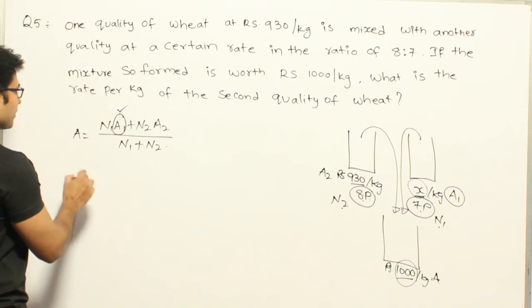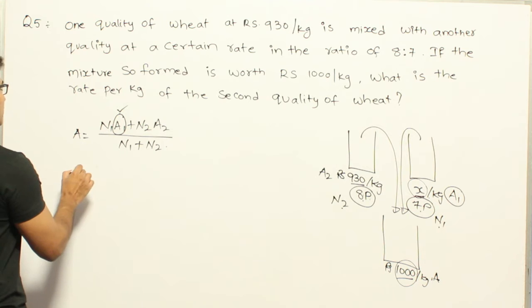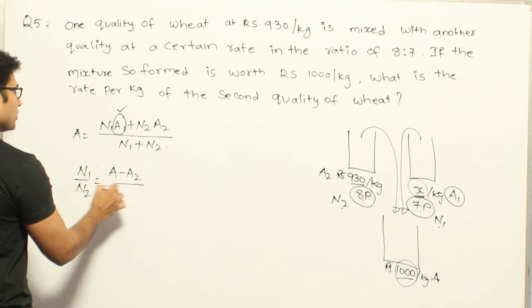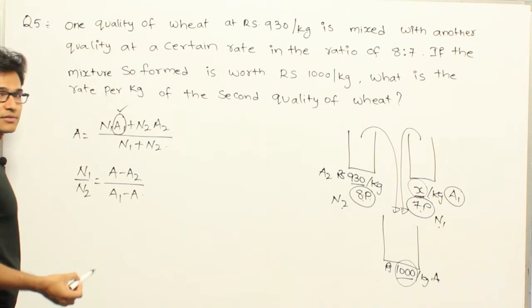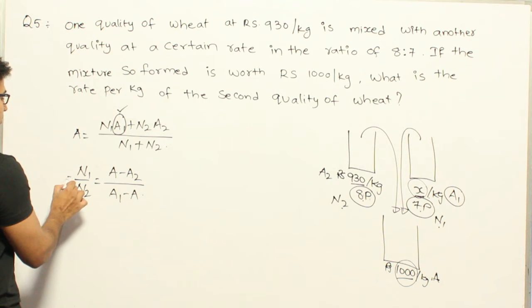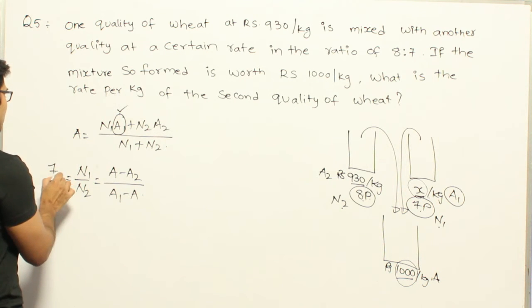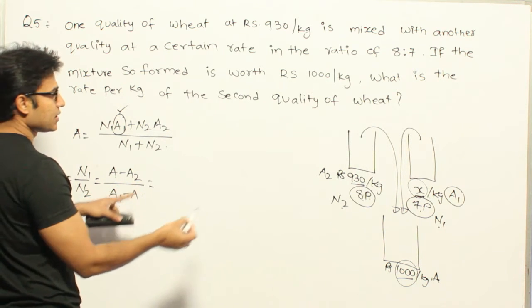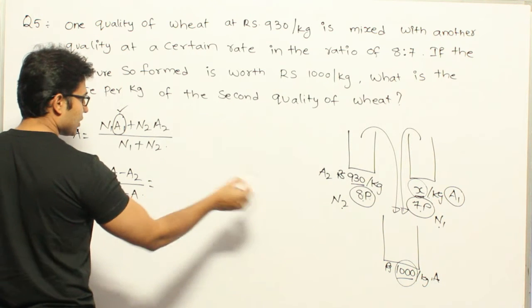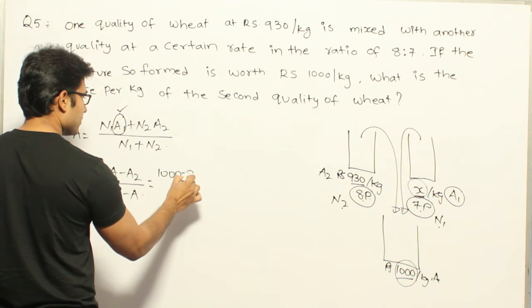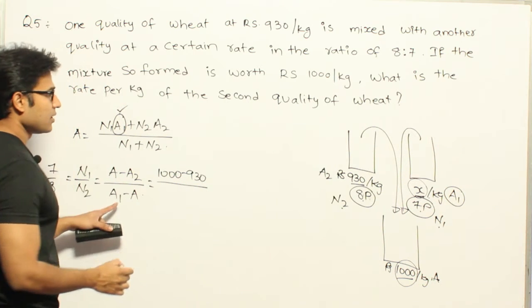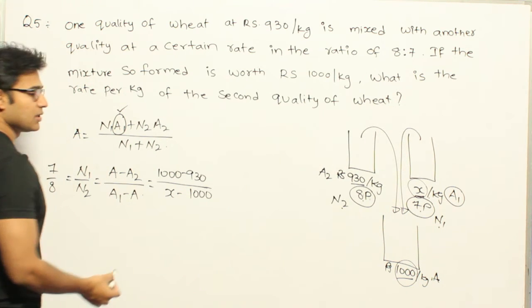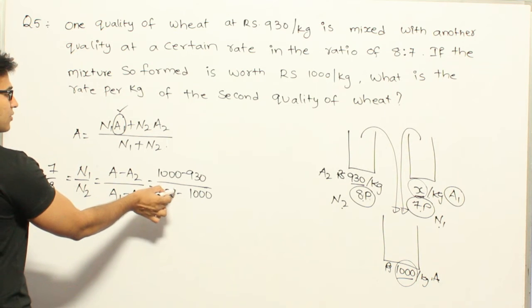Or otherwise, if you remember the other formula that we have derived from this, the ratio n1 by n2 is equal to a minus a2 divided by a1 minus a, right? And n1 is to n2 is 7 is to 8. So now you can equate it to 7 by 8, and this one is going to be a minus a2. So what is a? 1000. Minus a2 is 930. So 1000 minus 930 divided by a1, which is what we have to find out, so x minus 1000. Got it? So you can write it like this, just cross multiply and find out the value of x.